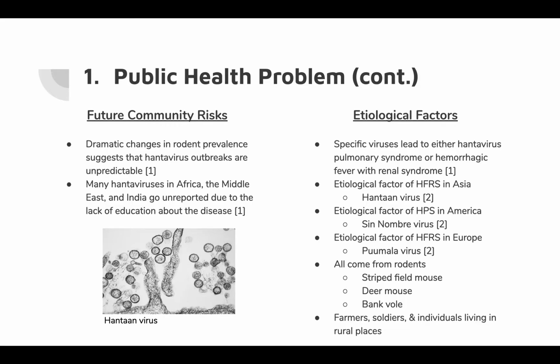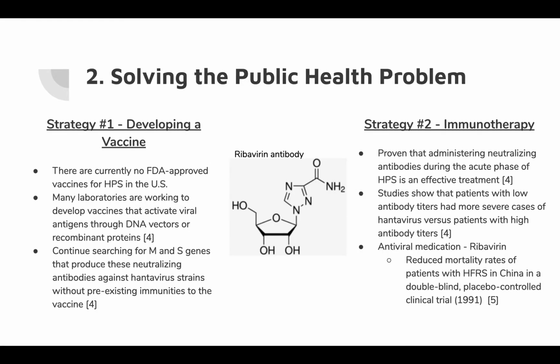Scientists believe that farmers, soldiers, and individuals living in rural places are at the greatest risk of being exposed to a hantavirus-infected rodent. However, it is still possible to fall ill to hantavirus when living in cities as well. Currently, there are no FDA-approved vaccines for hantavirus pulmonary syndrome in the U.S. as a strategy to combat hantavirus.